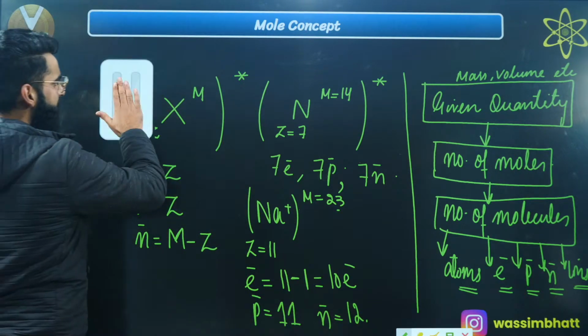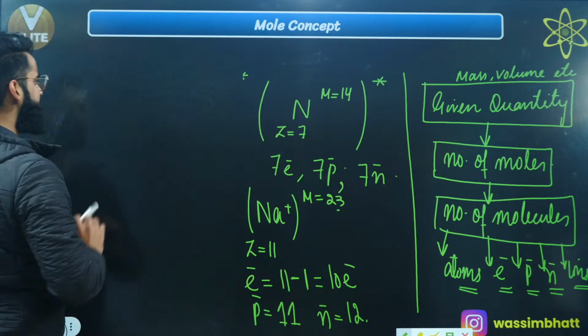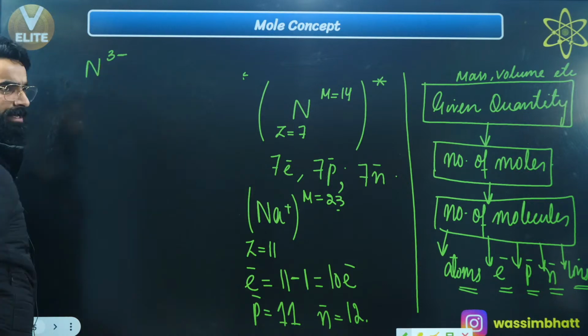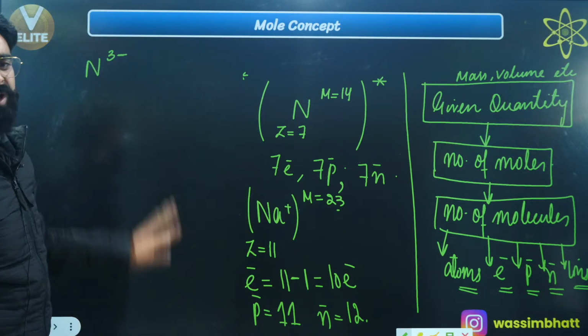Similarly, if I write something like this, these are all basics, right? Let's say I'm writing something like this, N tri-negative. Now there is a tri-negative charge on this atom.